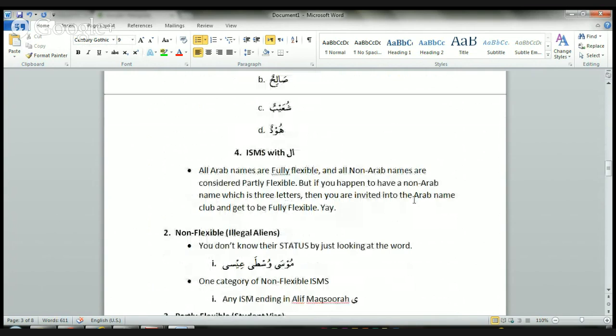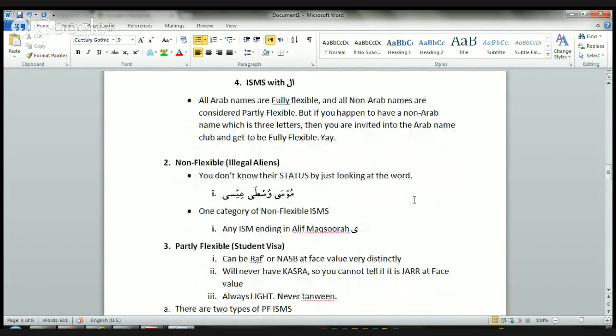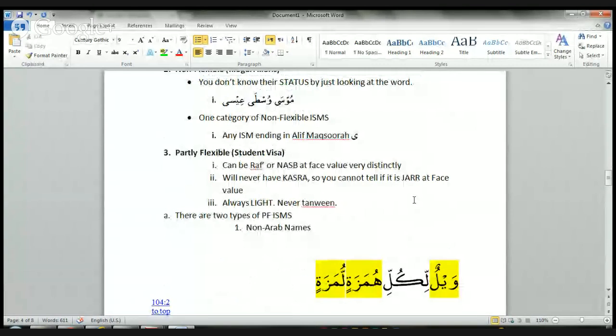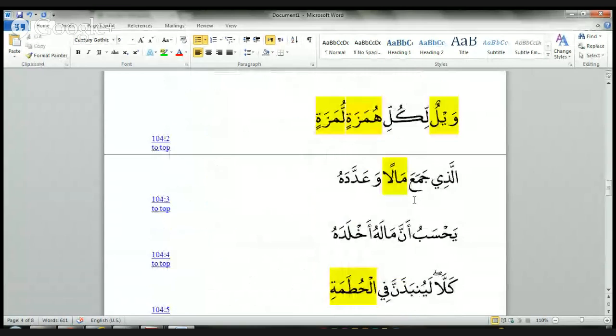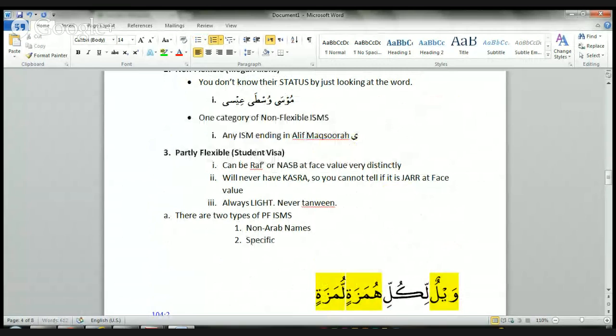They are illegal aliens. You don't know their status by just looking at the word. So we said that any ism ending in alif maqsura is considered non-flexible. And third, partly flexible isms. What type are they? Non-Arab names. And what was the second one? I think it got taken off. Specific places. That's what we went over.